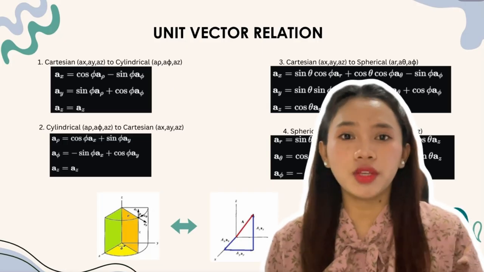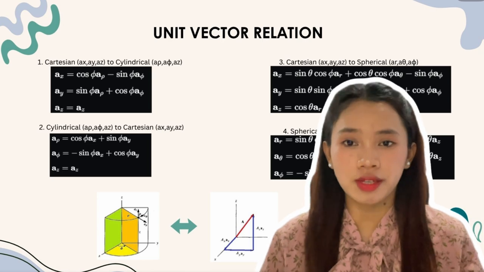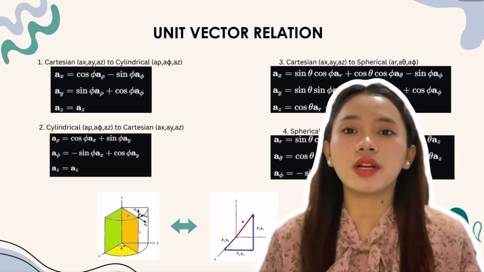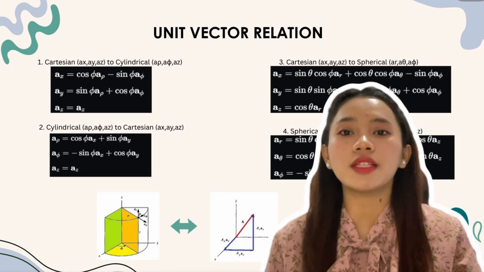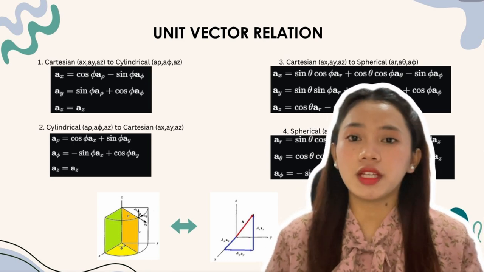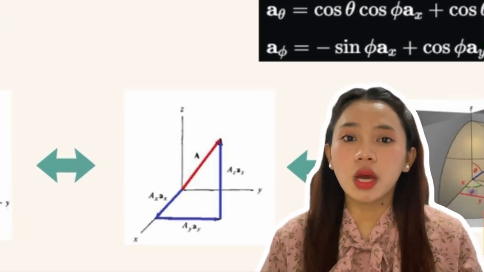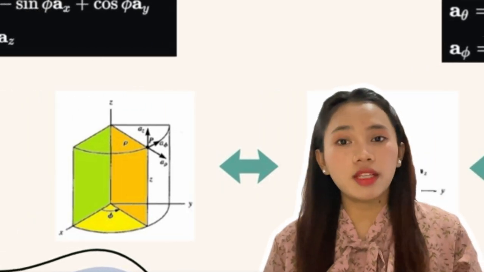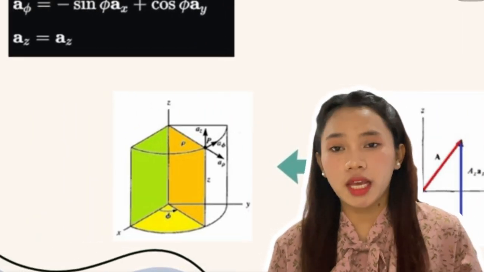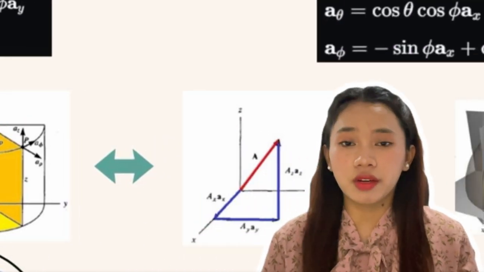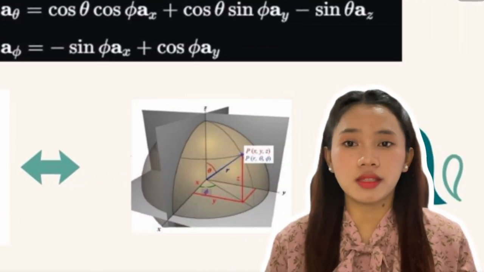Now let's talk about the unit vector relations between coordinate systems. When switching between coordinate systems, we also need to convert unit vectors because the direction basis changes. For example, in Cartesian we use ax, ay, and az. But in cylindrical, it becomes a rho, a phi, and az. And in spherical, we use ar, a theta, a phi.